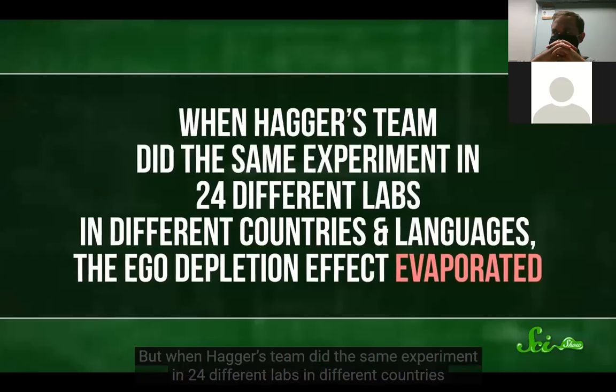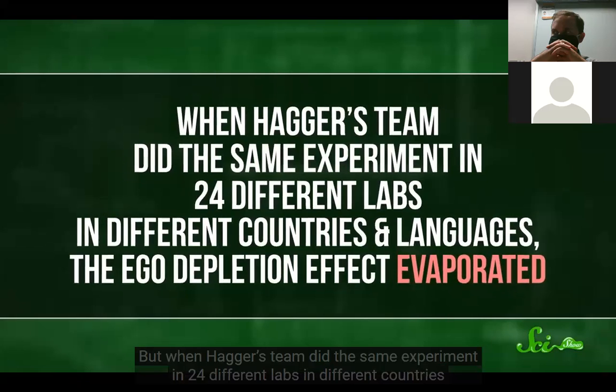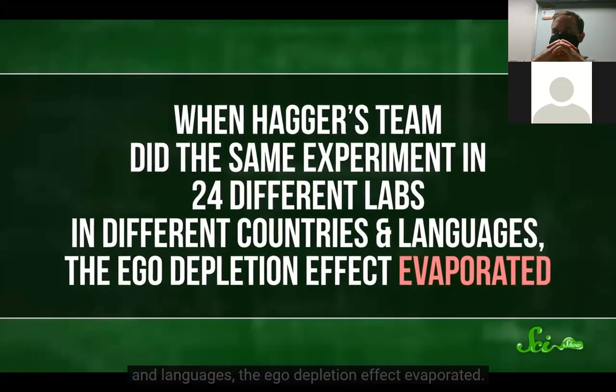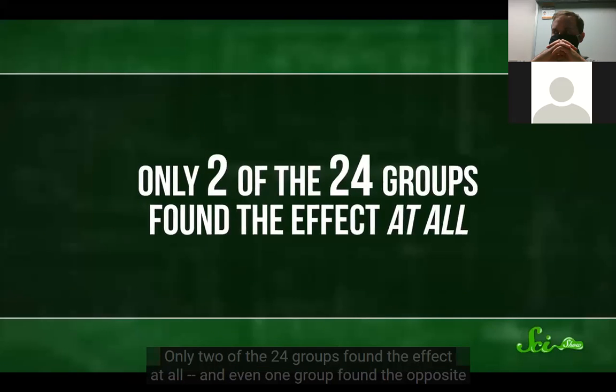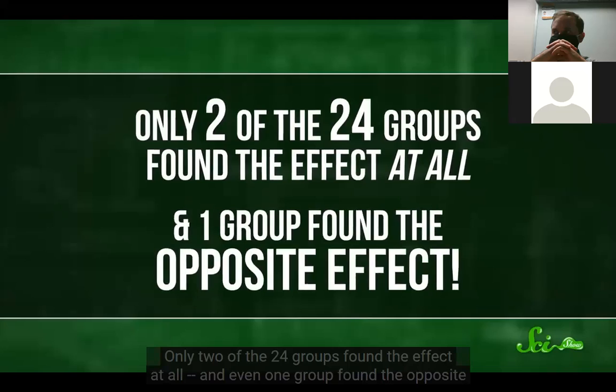But when Hager's team did the same experiment in 24 different labs in different countries and languages, the ego depletion effect evaporated. Only 2 of the 24 groups found the effect at all, and even one group found the opposite effect.